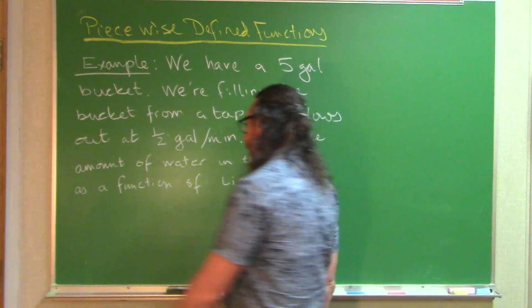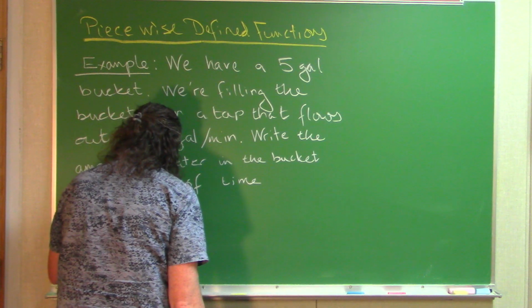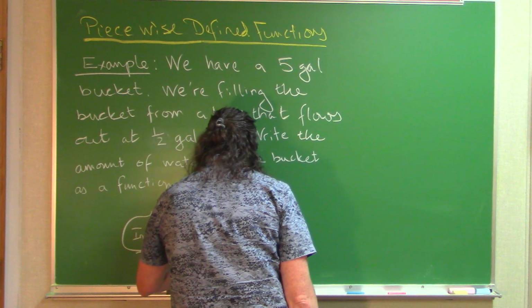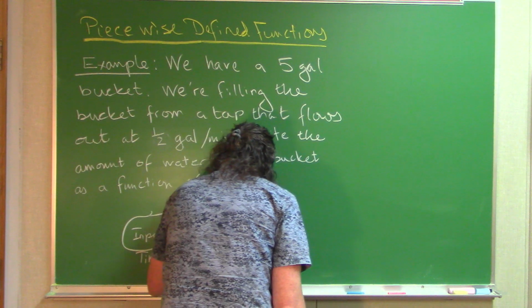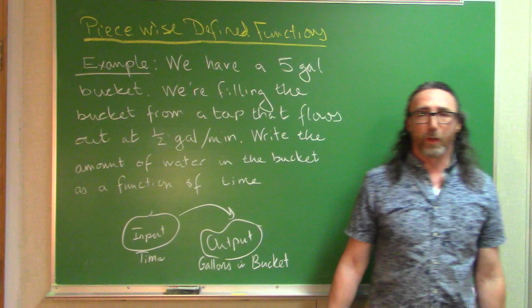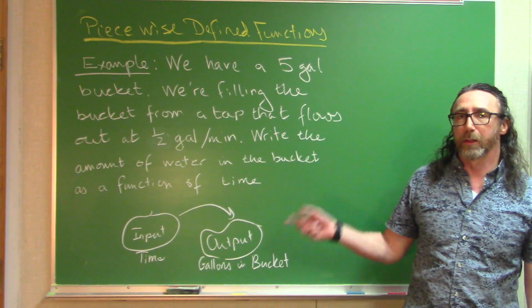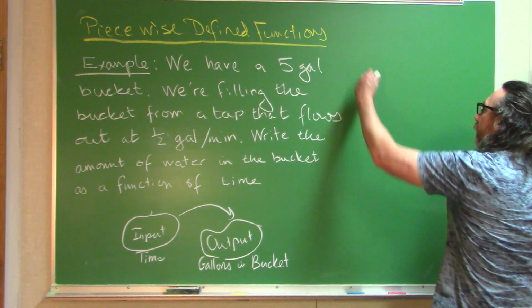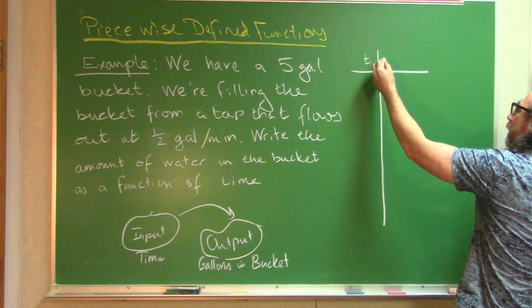So our input will be time. Our output will be gallons in the bucket. I want a rule that tells me how to take the time since the faucet has been running and produce the amount of water in the bucket. Let me make a little table here and do some numerical computations.